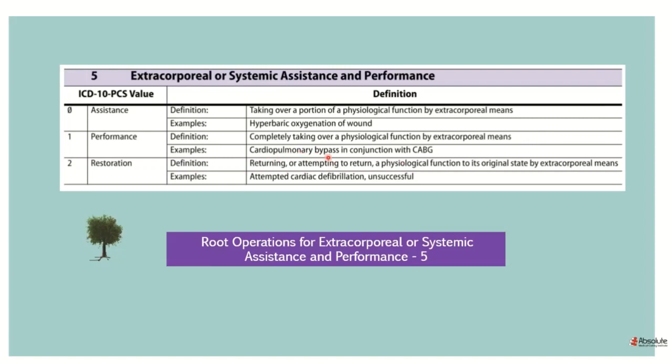So a cardiopulmonary bypass in conjunction with CABG, whenever they're carrying out that CABG procedure, the patient is going to need this machine to carry out the function of completely beating the heart for them. So this performance is going to completely take over the functioning of that body part. Restoration. This is returning or attempting to return a physiological function to its original state by extracorporeal means, and that's attempted cardiac defibrillation, so cardioversion, so forth.